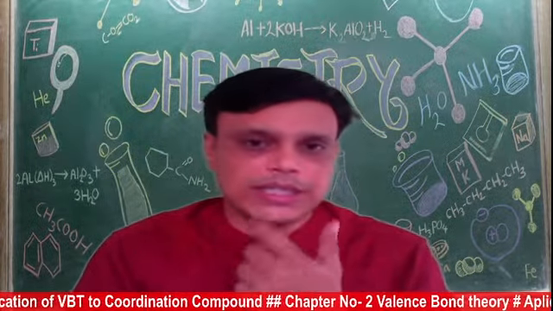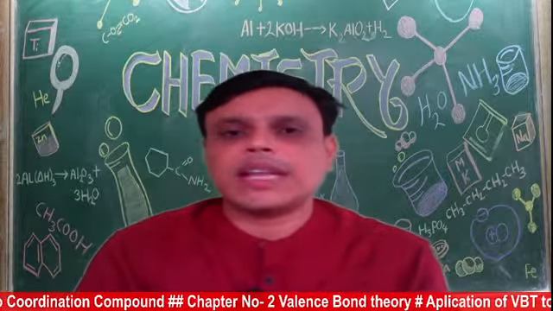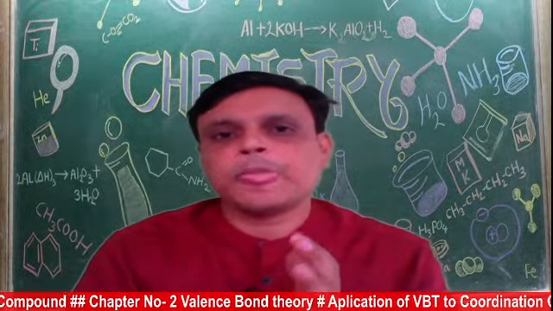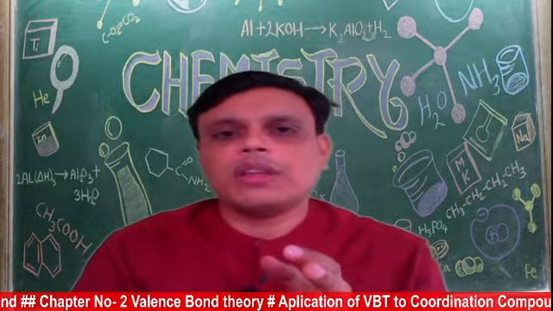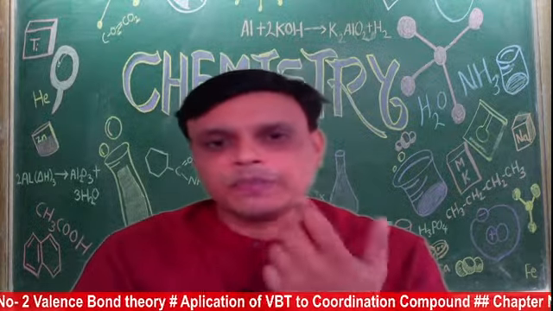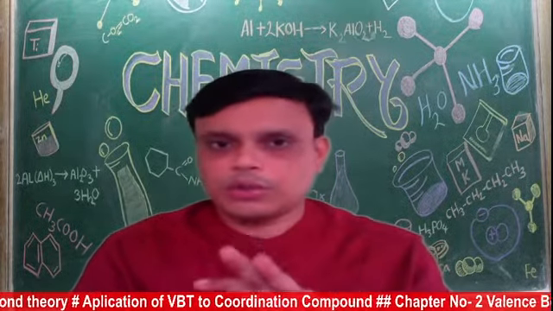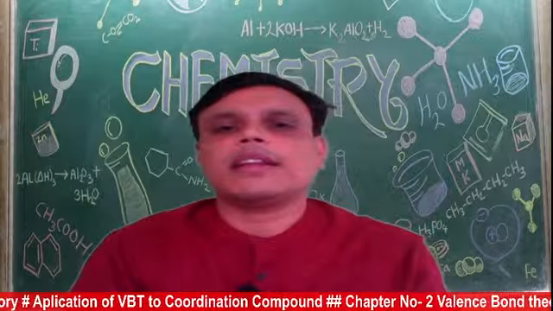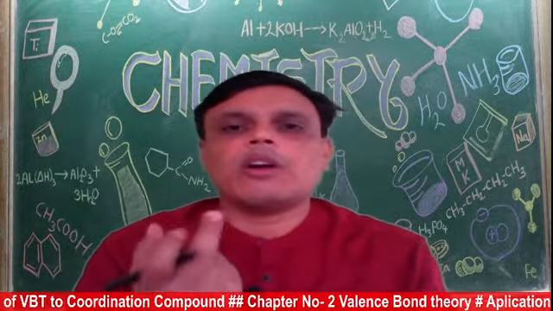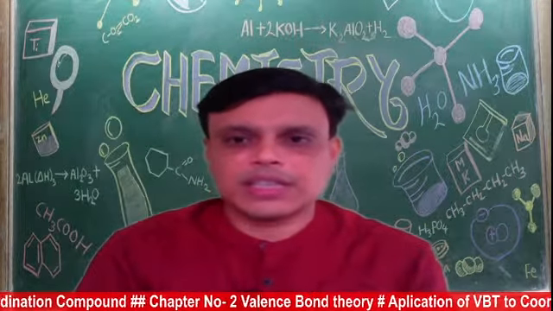If the unpaired electron is zero, then that complex is called a diamagnetic complex. And diamagnetic complexes do not have any value of magnetic moment, so the magnetic moment is zero. So if the complex is diamagnetic, then the magnetic moment is zero. If the complex is paramagnetic, then the magnetic moment will have some definite value depending upon how many unpaired electrons are present in that complex. Okay? So this we have seen in the last lecture.